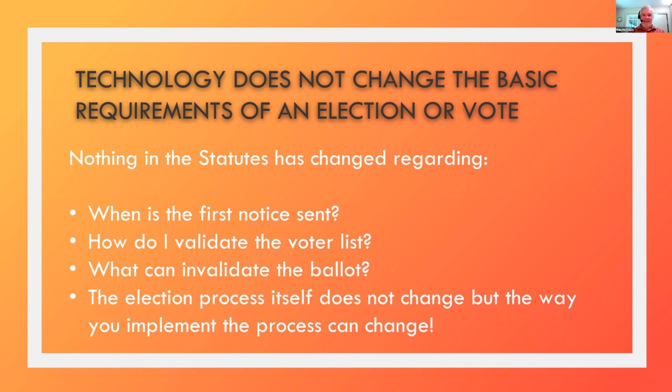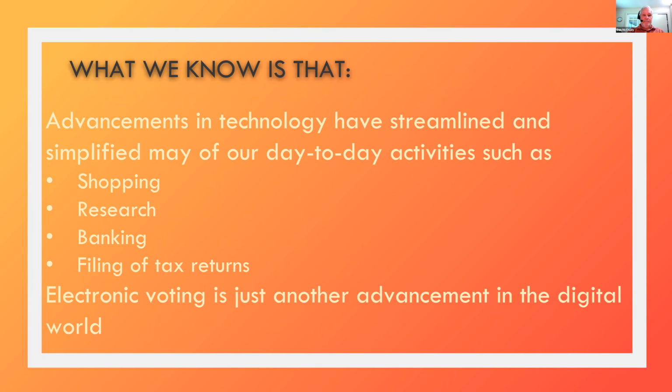One thing that Eileen just said is that the statutes have not changed regarding voting. So electronic voting is not changing any of the statutes. It's just another way for the vote to come in. So questions like, when is the first notice sent, or how do I validate the voter list, or what can invalidate the ballot? This is like a paper ballot. All these questions are not affected by electronic voting. Electronic voting is just another way to get the vote in, get it in simpler, and get it in more securely.